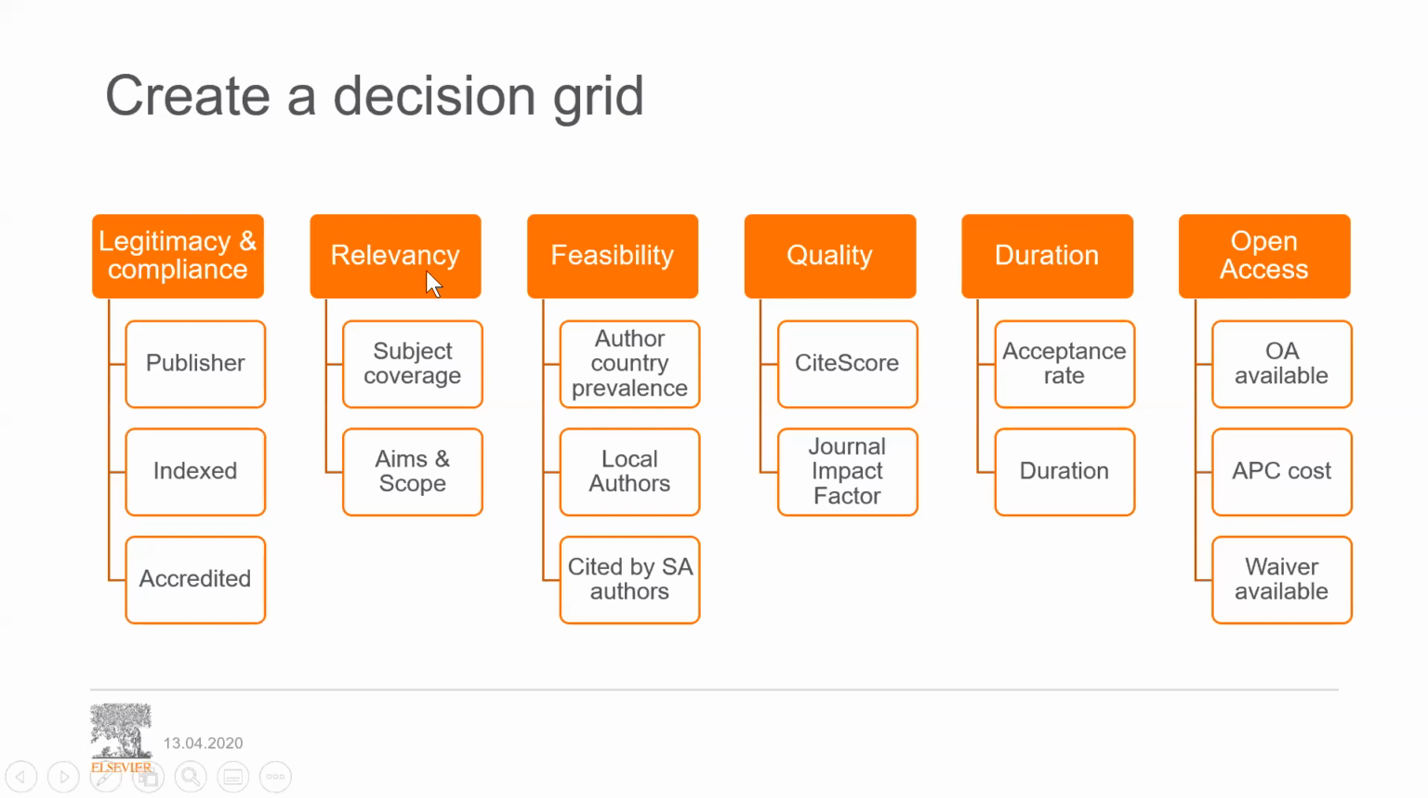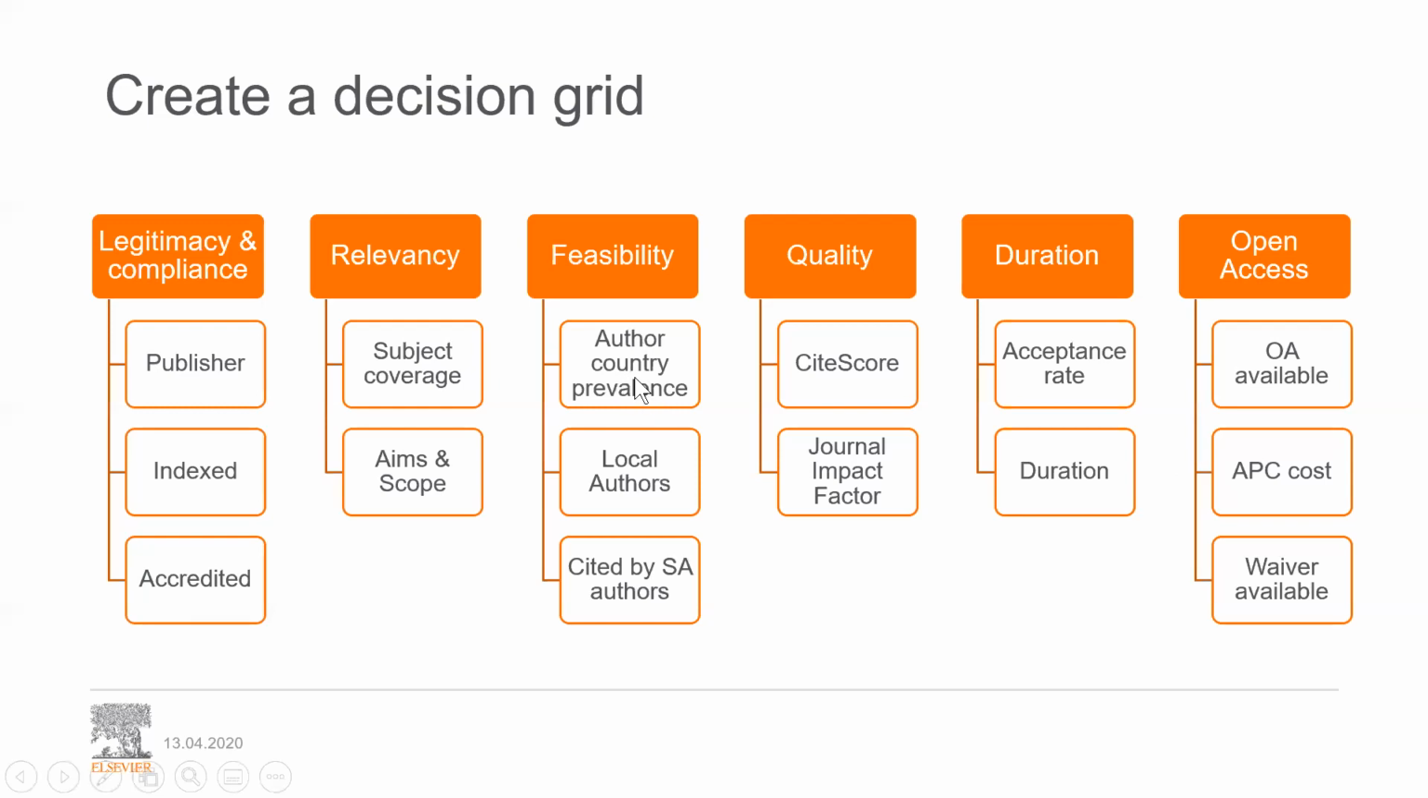You must also make sure that the relevancy of the journal is right. So does it cover the specific topic that you are thinking of or your manuscript is about? What are the aims and the scope of the journal? Does it match your manuscript? You have to look at feasibility also. So what are the chances for your manuscript to be published in this journal? So each journal on your list, you have to look at these factors.